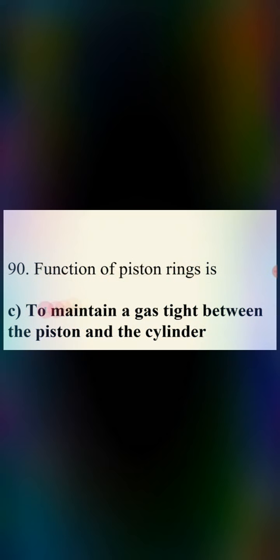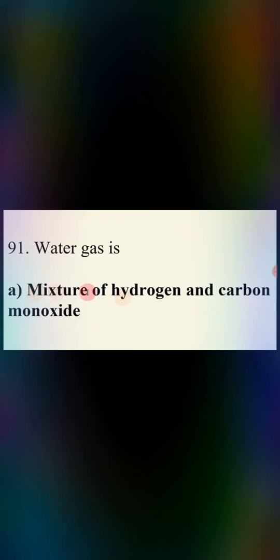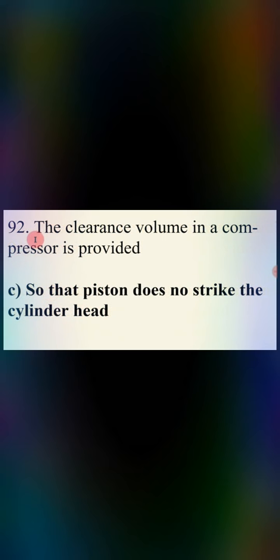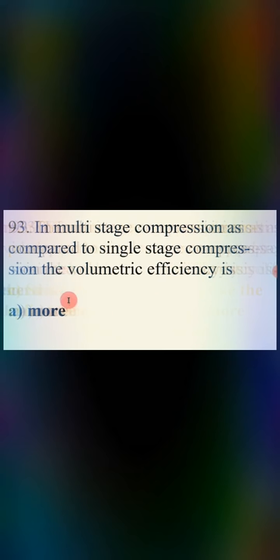The function of a piston ring is to maintain a gas tight seal between the piston and the cylinder. Water gas is a mixture of hydrogen and carbon monoxide. The clearance volume in a compressor is provided so that the piston does not strike the cylinder head.